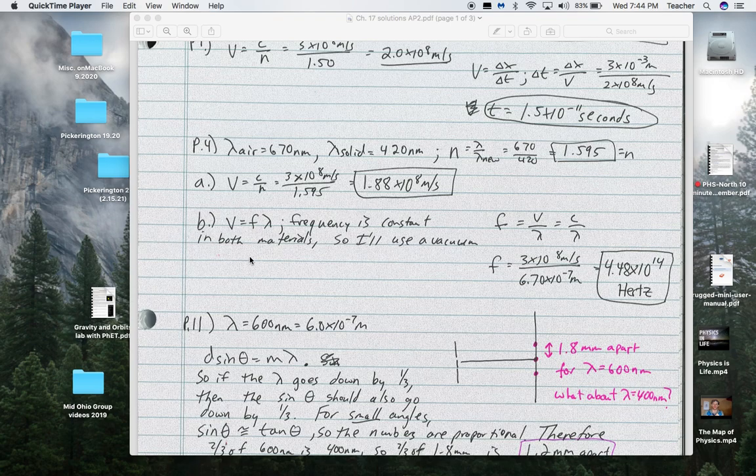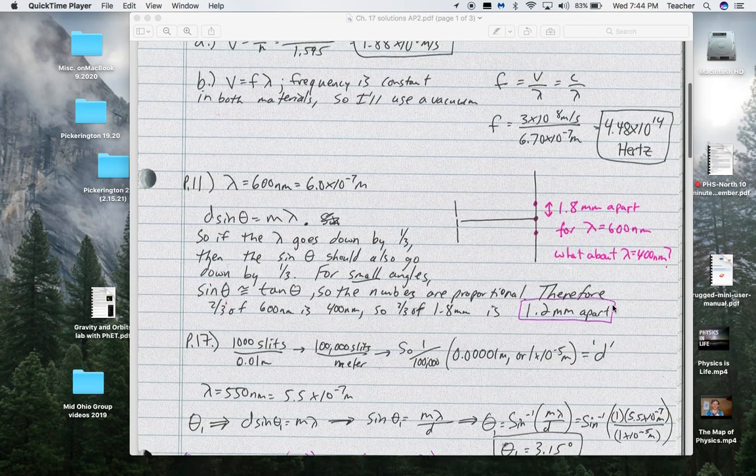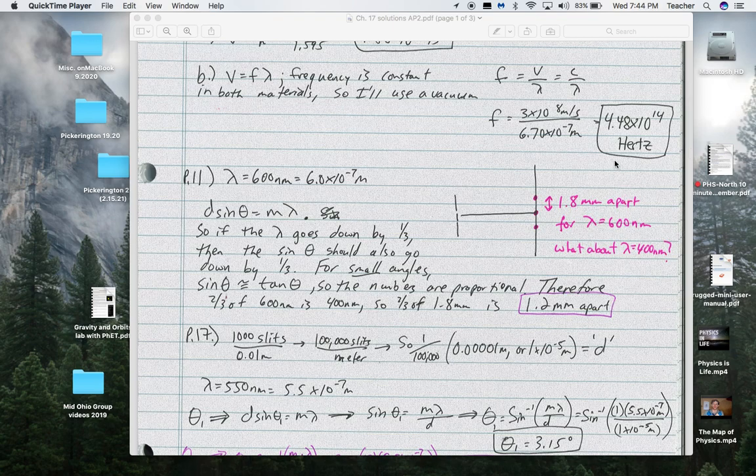The frequency is constant, so that's the general wave equation. I either need to use the speed and wavelength in the material or the speed and wavelength in air to be consistent. I don't want to mix those. So I chose air or vacuum, and that gave me that frequency. So wavelengths have a very high frequency for light that we can see.